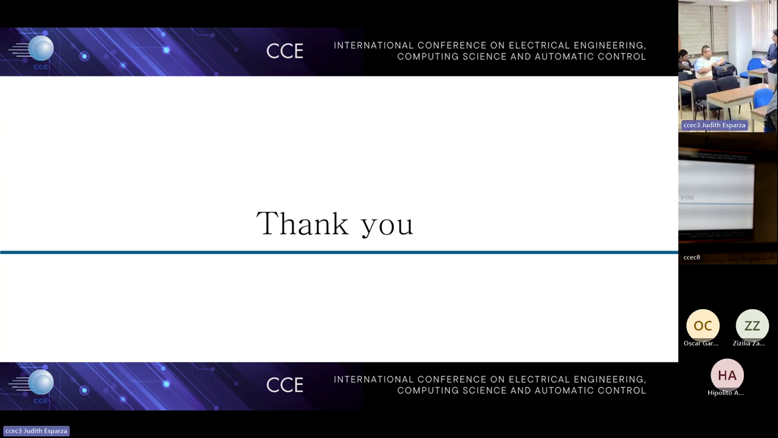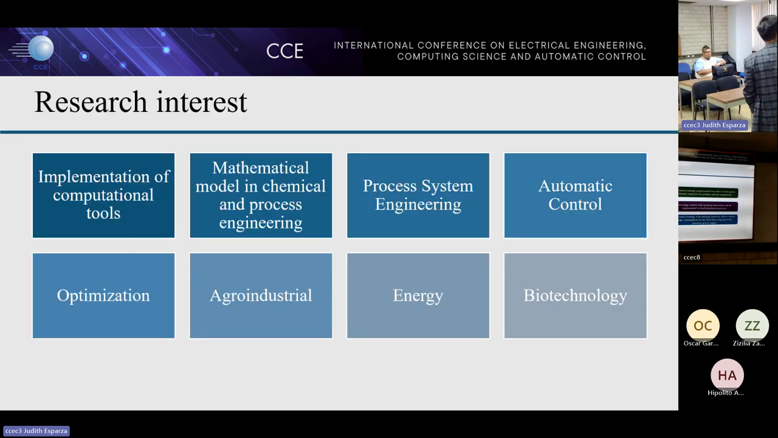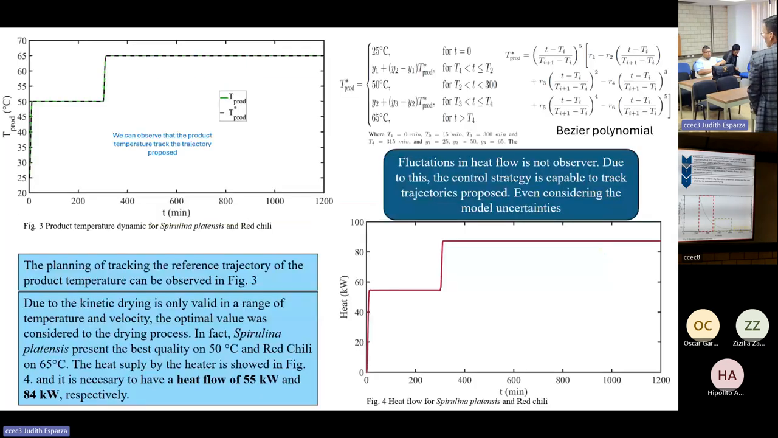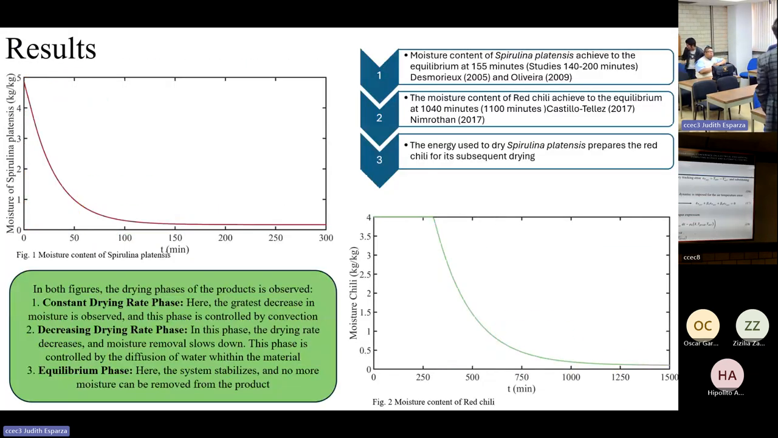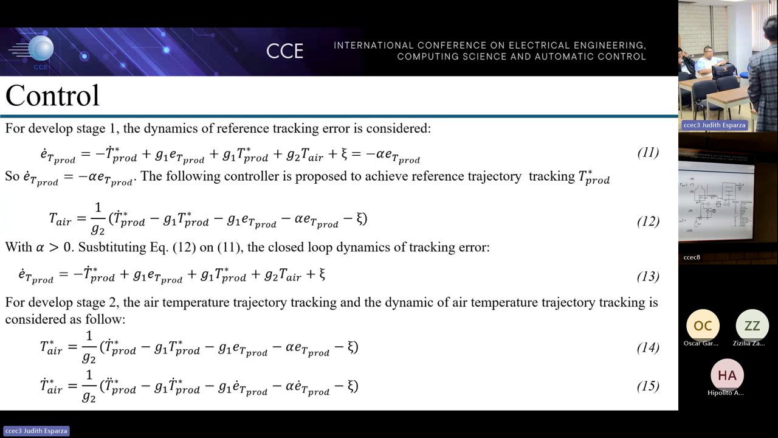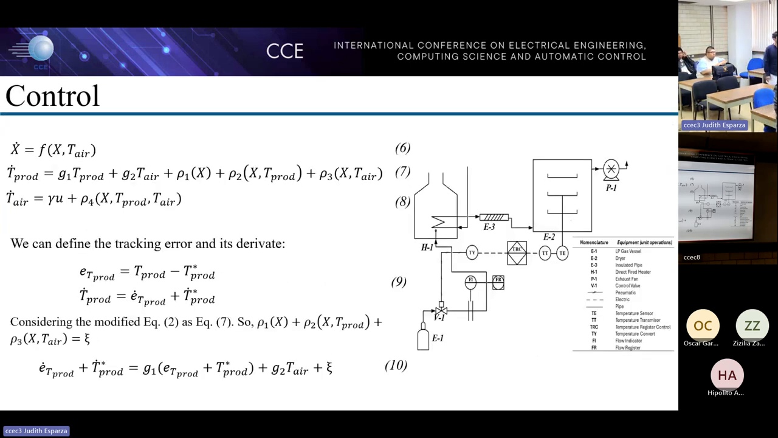Any questions? You need to know a lot about the model, right? Yeah. This control strategy uses the model of the process. I need some constant parameters. In this case, they are constant parameters.